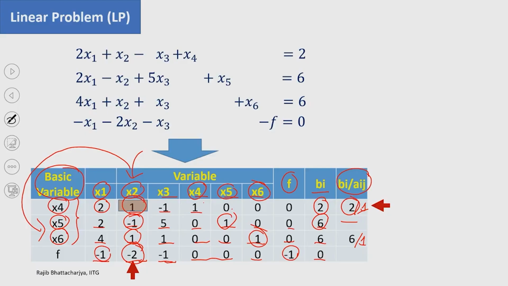So, if this is the pivoting element, then x2 will come here, that means x2 will replace x4. So, x4 will leave the basis. So, x4 will no longer be a basic variable. Now, x2 will be a basic variable, that means x2, x5 and x6 will be basic variables, and other variables will be non-basic variables.